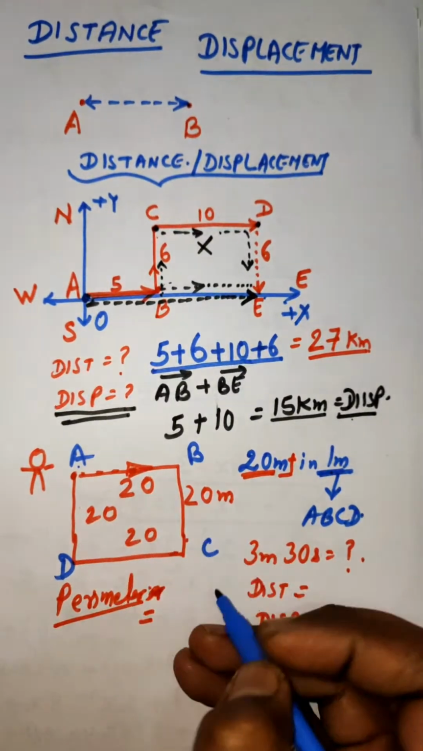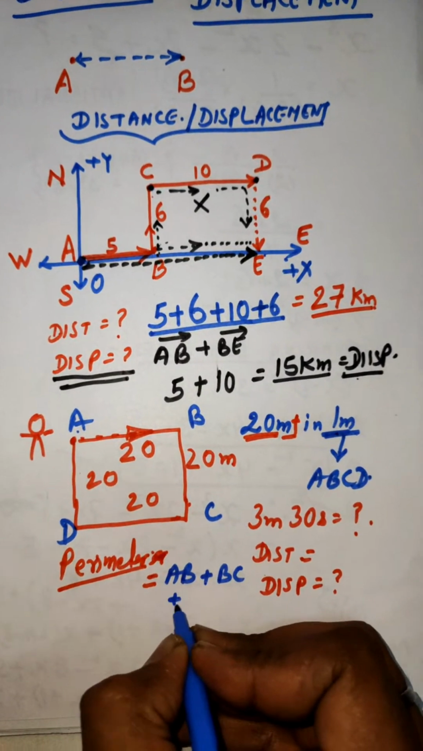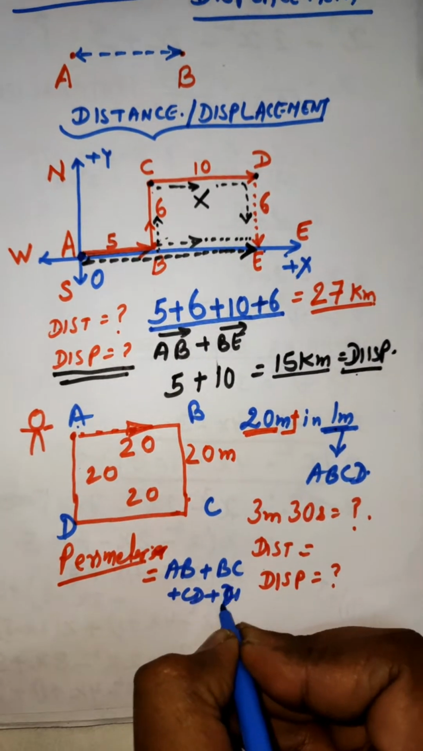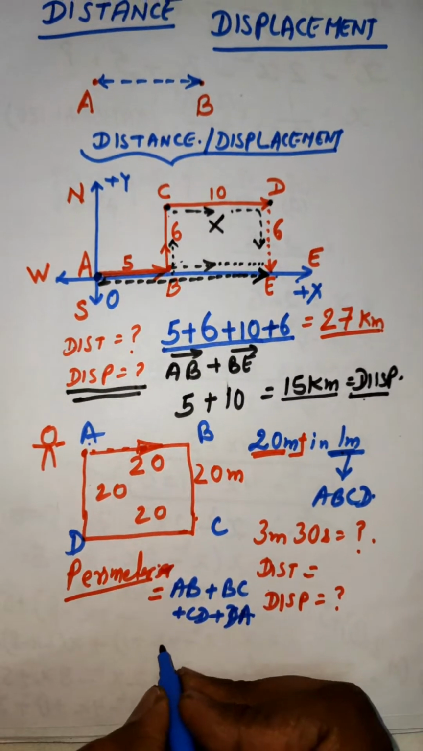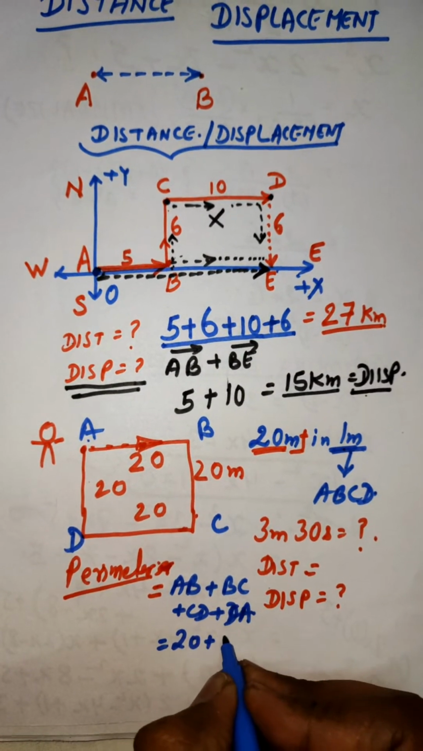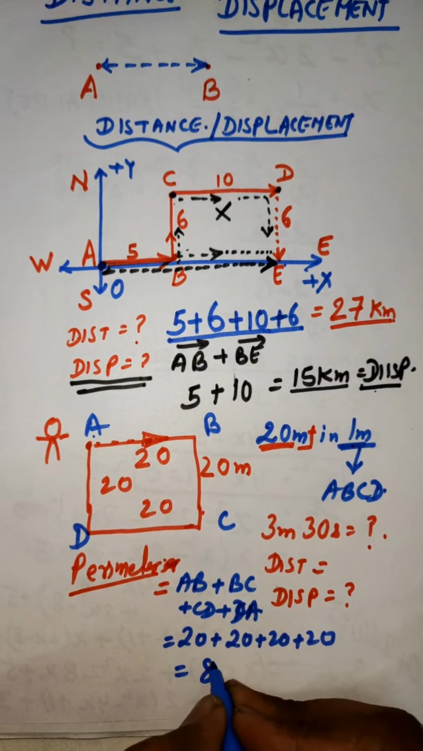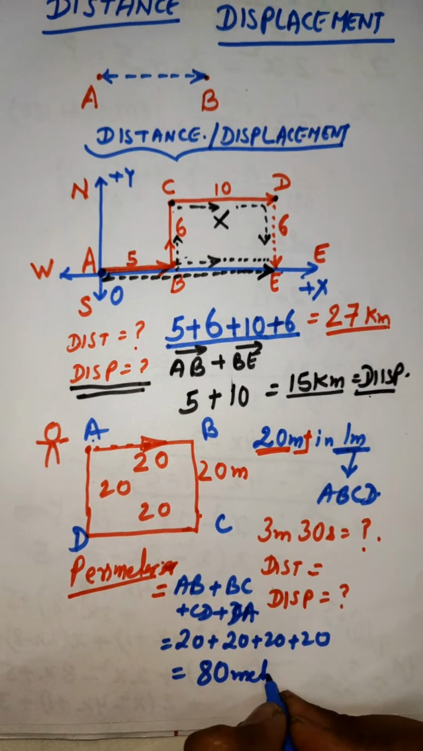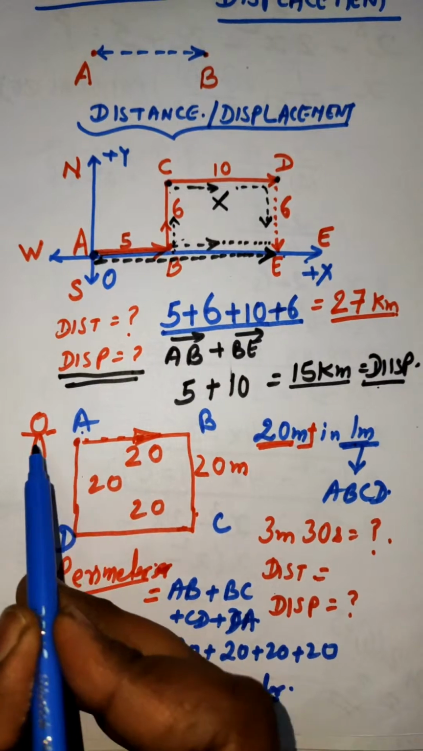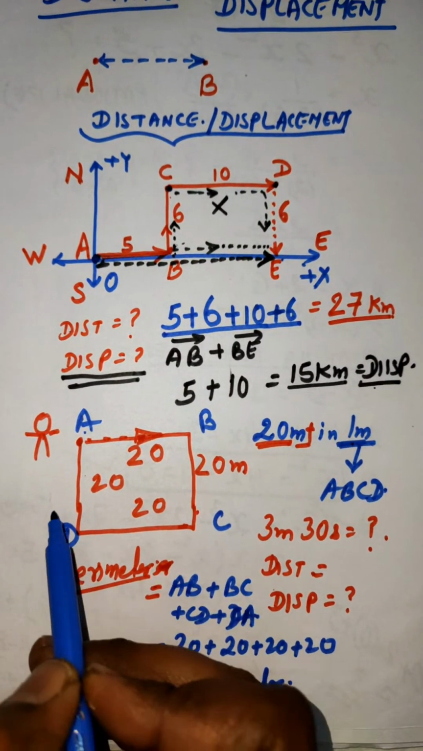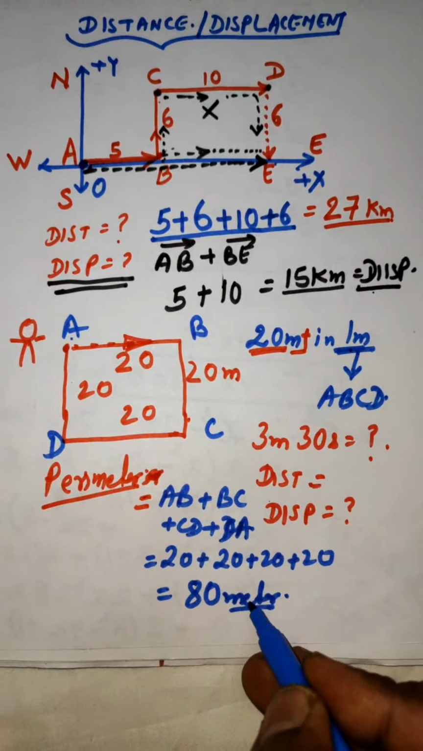That will be A to B, then B to C, then C to D, then D to A, right? So 20, 20, 20, 20. So this will be adding up 20 plus 20 plus 20 plus 20. So you can see 80-meter distance is covered when the man is jogging around the square park. When he completes one round, he covers 80 meter, you can see here.